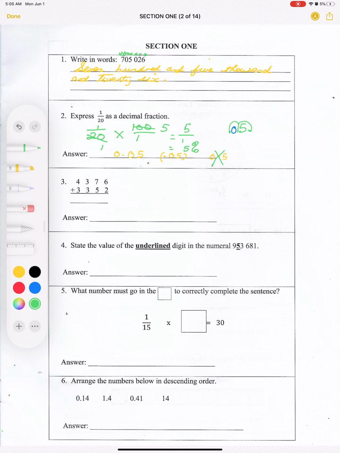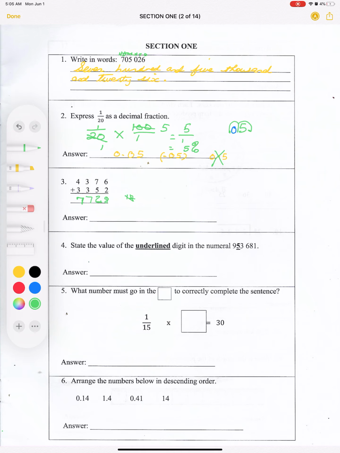Alright, this is a simple addition. 6 plus 2, 8. 7 plus 5, 12. Cross the 2, put it in. 3 plus 3, 6. Plus 1, 7. 4 plus 3, 7. Elementary.